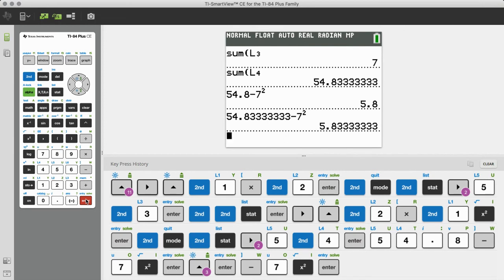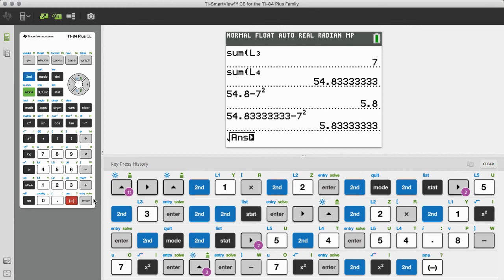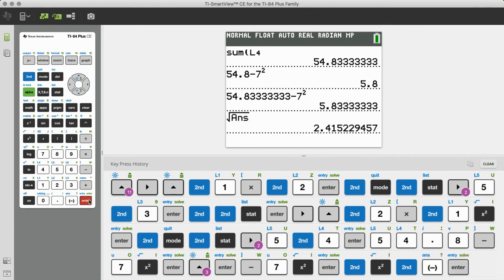All right, and then as far as the standard deviation, the very last question on this note page, all I have to do is the square root of the previous answer. And again, I would keep the long answer in there and get 2.42 to 3 significant figures.